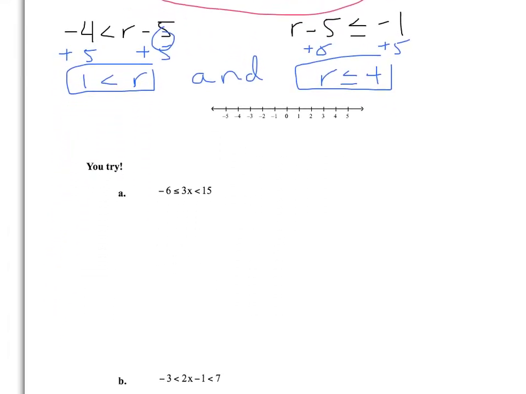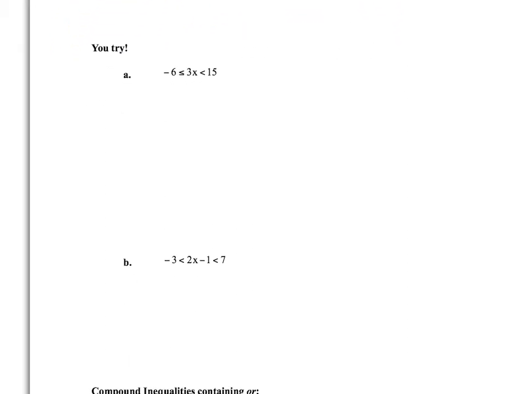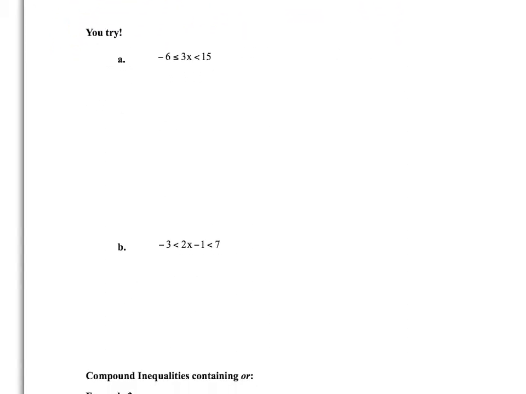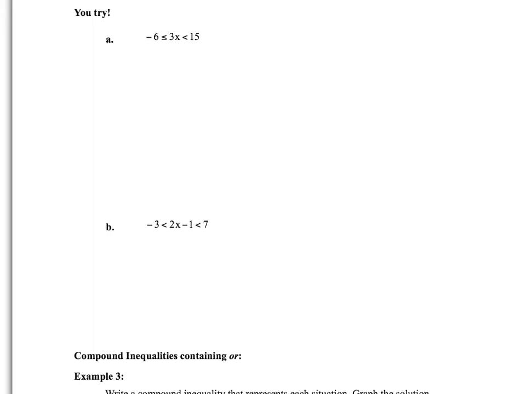Why don't you take a minute to try these on your own and then check back. Okay, let's take a look at the first one. I see that I need to get x alone, so I would normally divide by 3, and I'm going to do it everywhere. So negative 2 is less than x, which is less than 5.